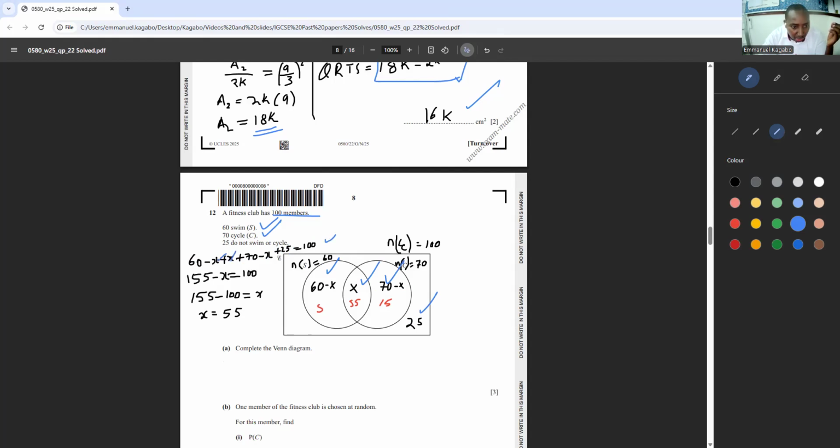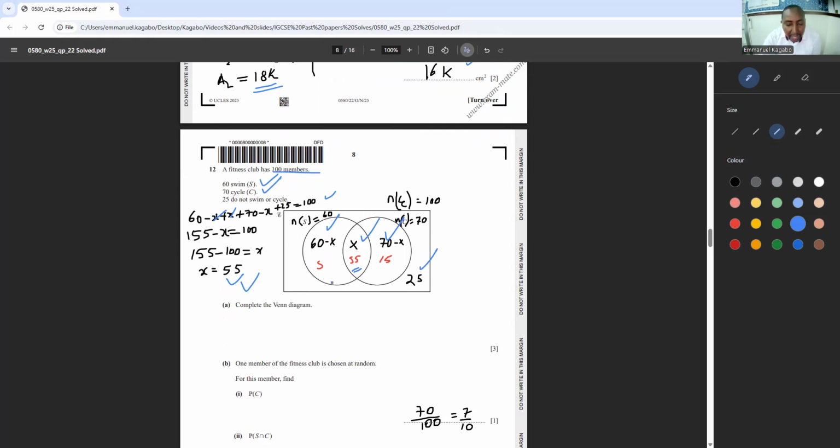Now, this cancels out because they have opposite signs. Then I'll get 60 plus 70, that is 130, plus 25 gives me 155 minus X equals 100. Collect like terms. Bring 100 to the other side, take X to the other side. So X is equal to 55. That is the intersection, those who are doing both swimming and cycling, right? So that's why you see I wrote 55 here. If that's 55, those who are doing swimming only, it's 5. Those who are doing cycling only will be 15. Then I've completed my Venn diagram.